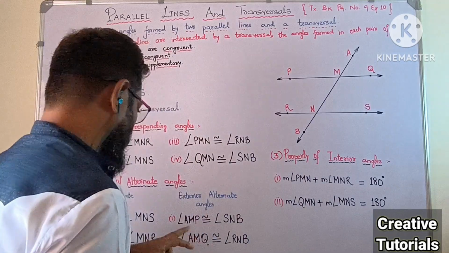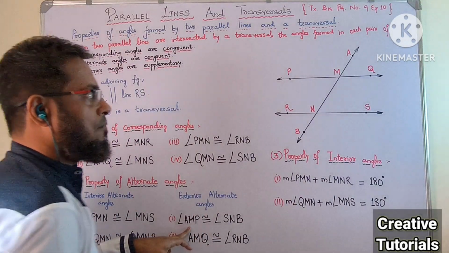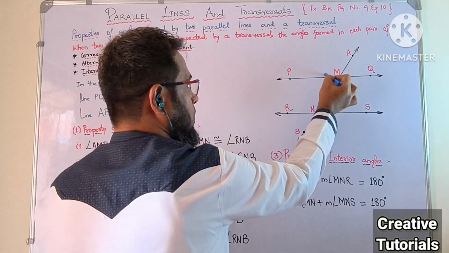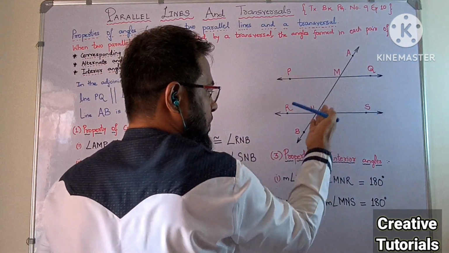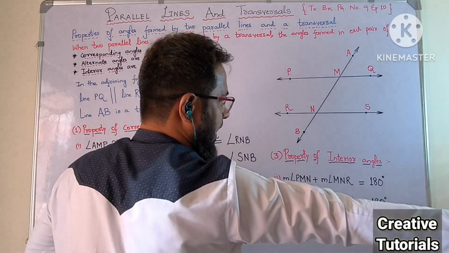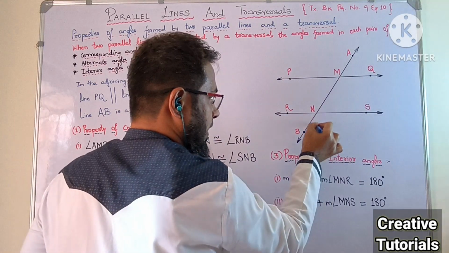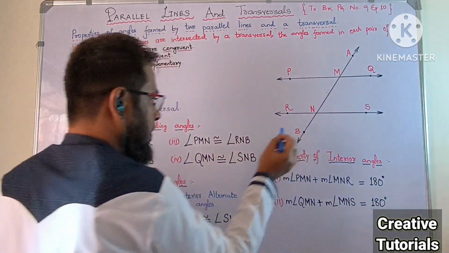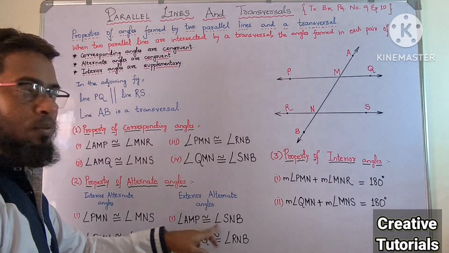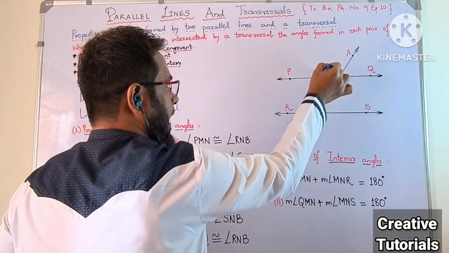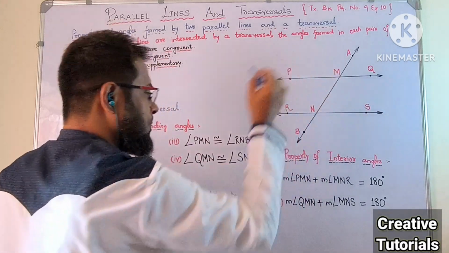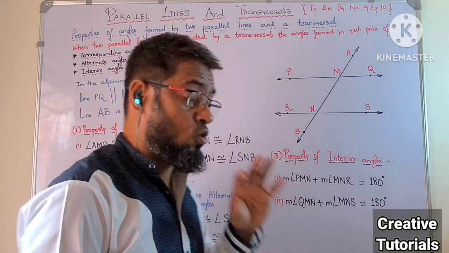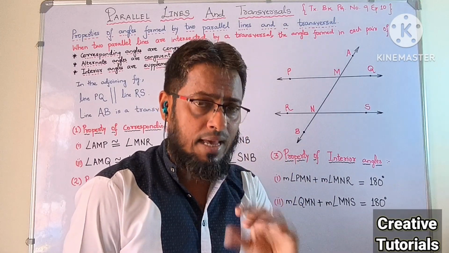Okay, so first pair is angle AMP. So angle AMP, so this angle, correct? So if I take this angle and this is my transversal, so on the opposite side and other end will be this angle, correct? So SNB, so that is angle SNB. So these two angles, angle AMP and angle SNB, they form our one pair of congruent exterior alternate angles.